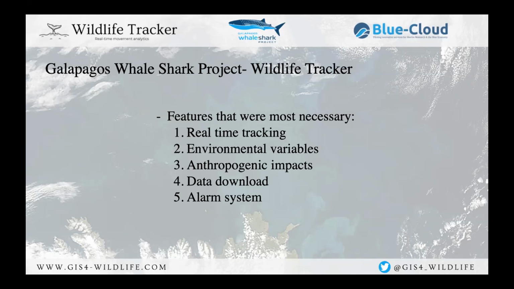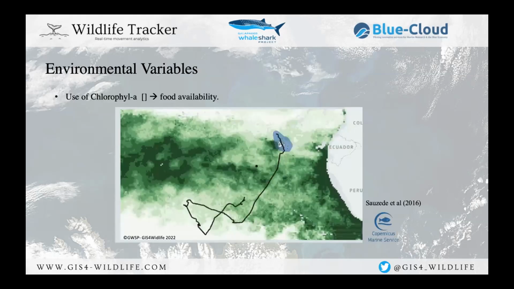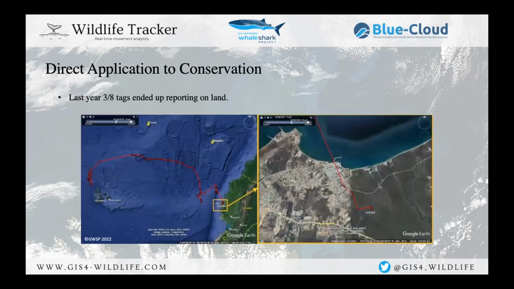We have also used Wildlife Tracker for a direct application to predation and unfortunate events. 3 of the 8 tags that we placed on our animals ended up reporting on land. Whether the animal was also taken to land with a tag, we will never know. However, we know that there was a definite interaction between our animals and vessels in the ocean.